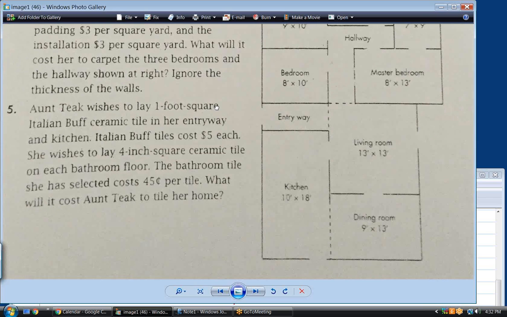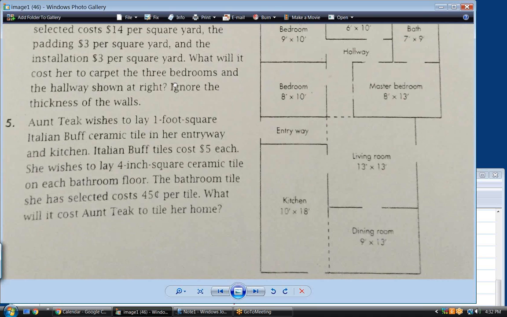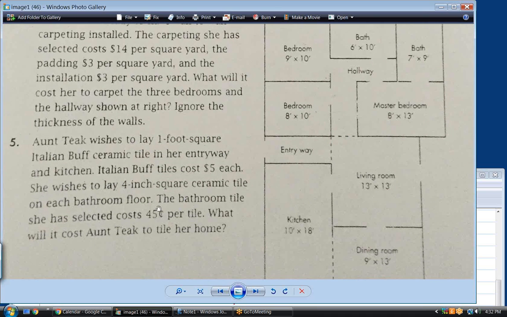And it looks like problem number 5 is the same thing, only for a different part of the house. Remember, tiles, you're going to have to round up on that also.